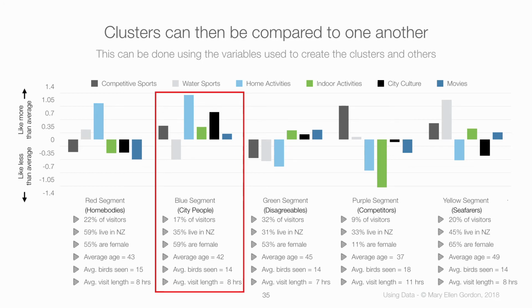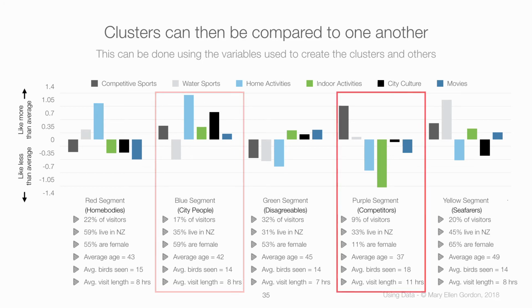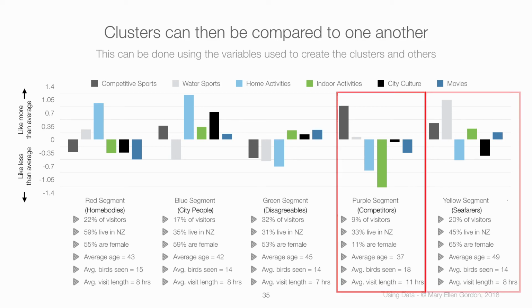Those who were in the purple segment have been called competitors because they like competitive sports. And those in the yellow segment have been called seafarers because they're particularly partial to water sports. So that part is more art than science. We're just looking at the overall profile of the members of each segment and giving them a name based on that.